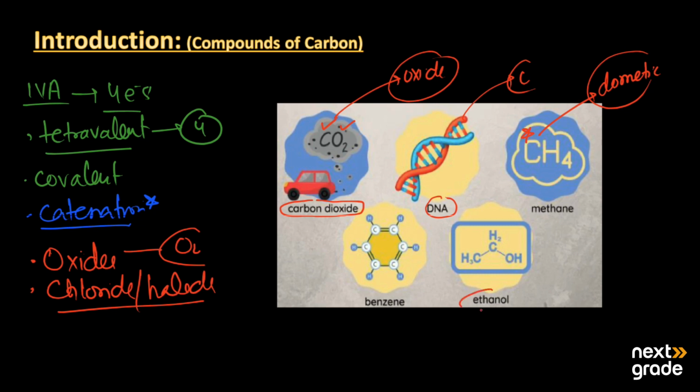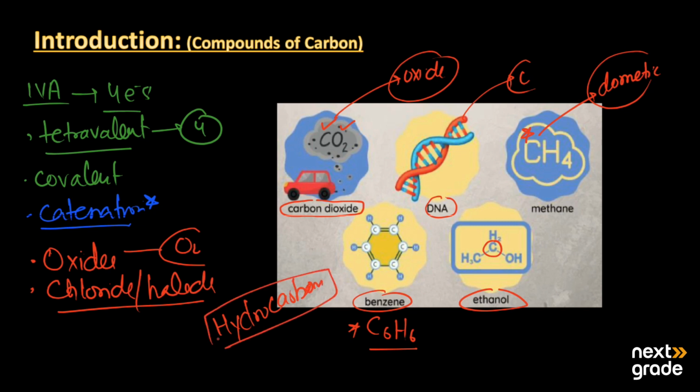On the other hand, ethanol or alcohol is also a hydrocarbon and contains carbon in it. On the other hand, we have benzene. Its formula is C6H6. It also contains carbon in it, as all these are known as hydrocarbons, the compounds that contain hydrogen and carbon in them are all known as hydrocarbons.